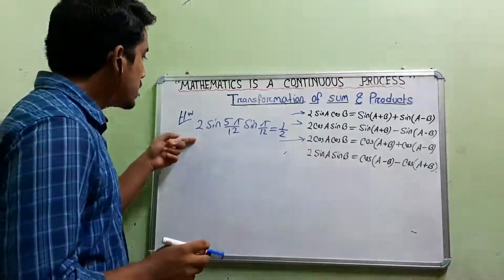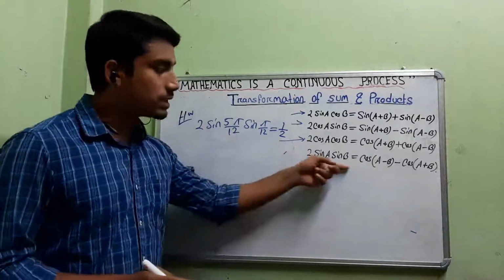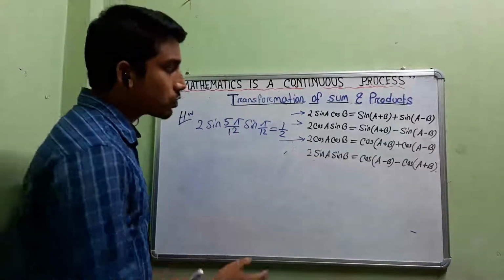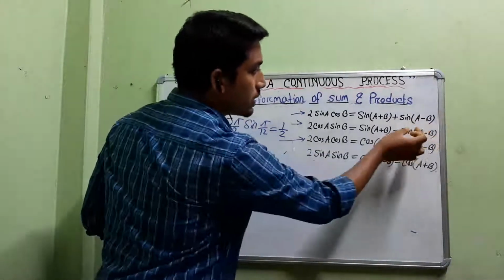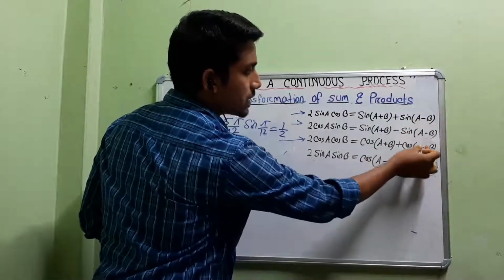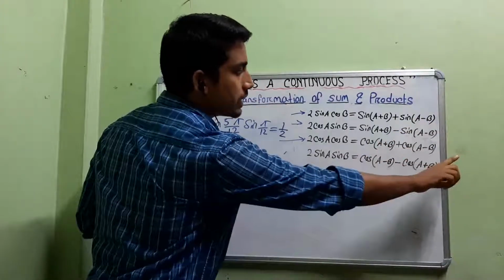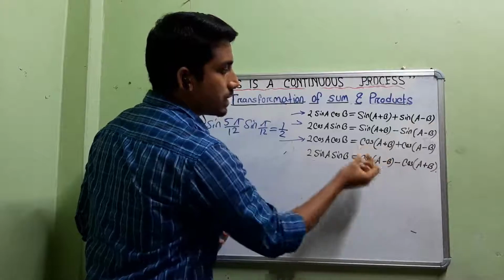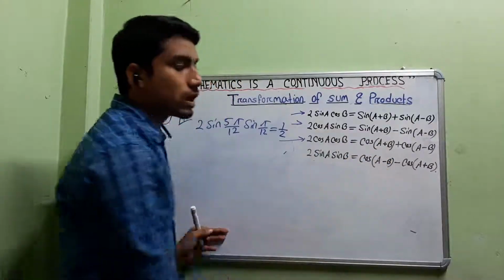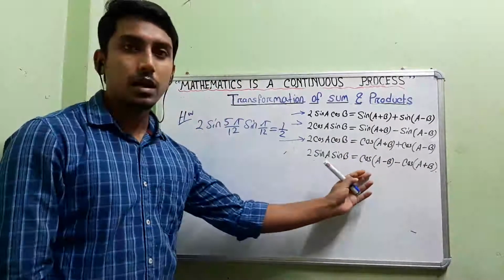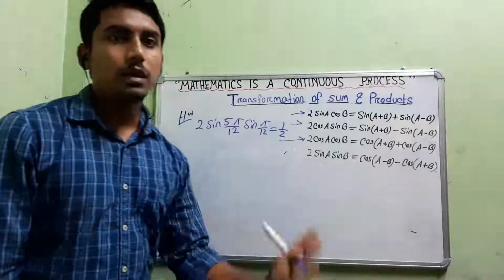Why tricky? You see, 2 sine A sine B is falling under the fourth one, and in the fourth one, unlike the other parts, where I have written the A minus B part, the difference of the angles, later and the plus in the beginning, here the difference will come in the beginning and the sum will come later.